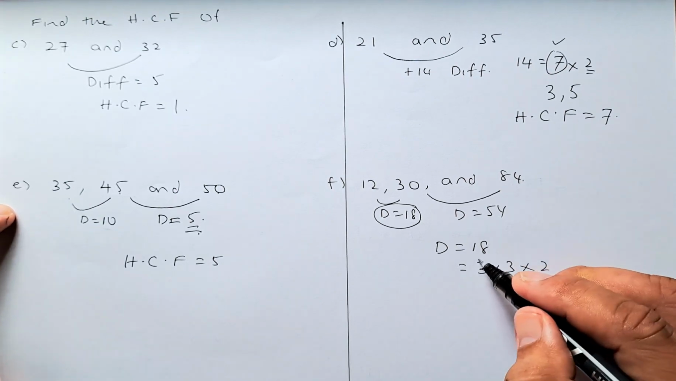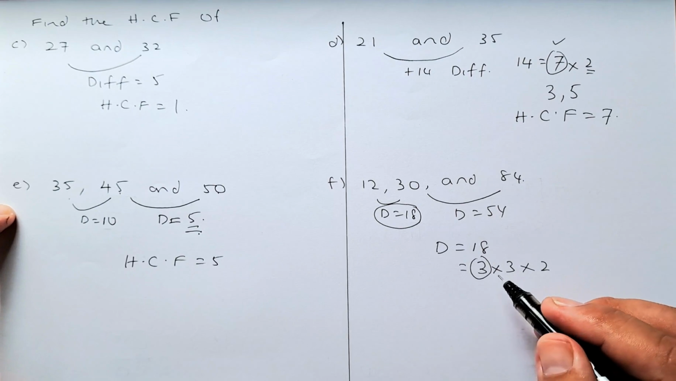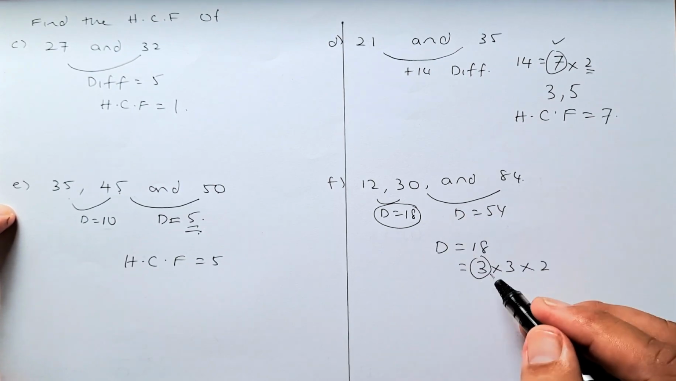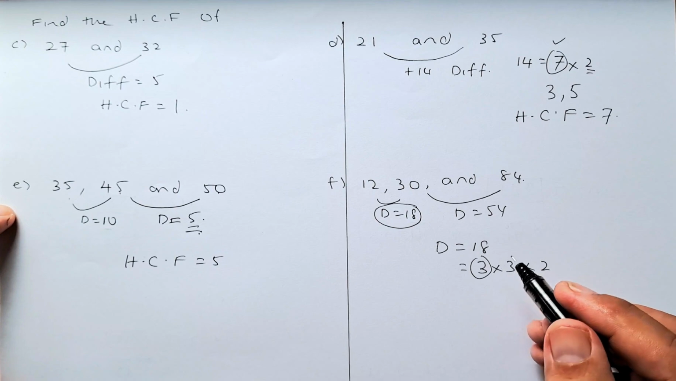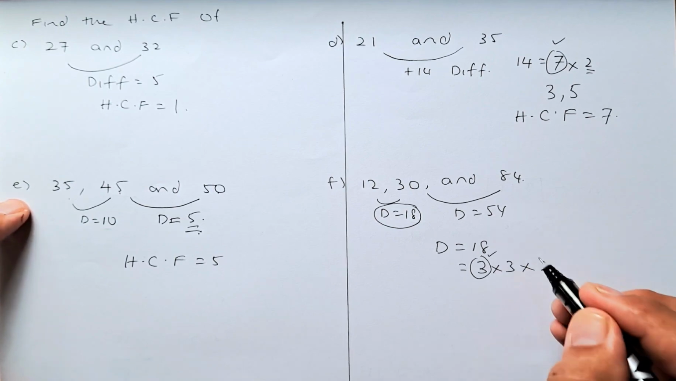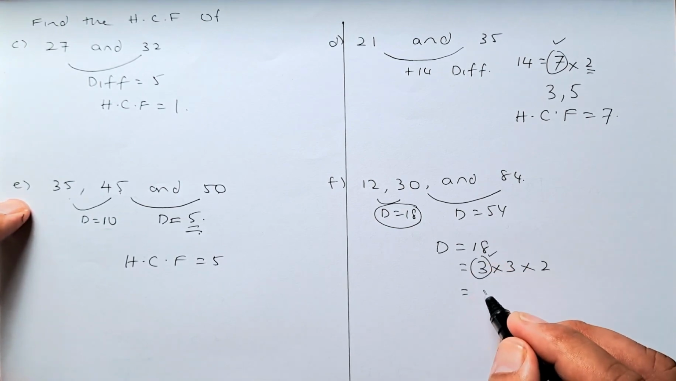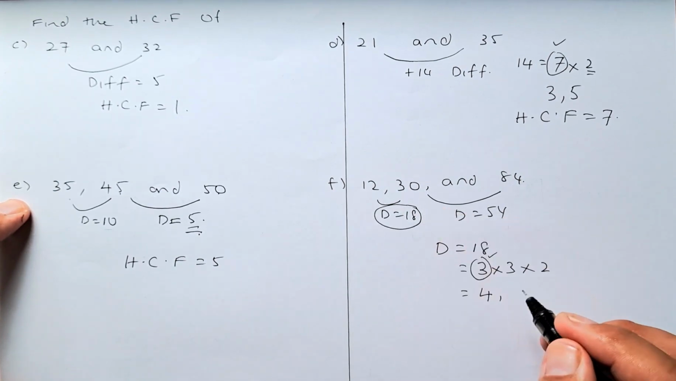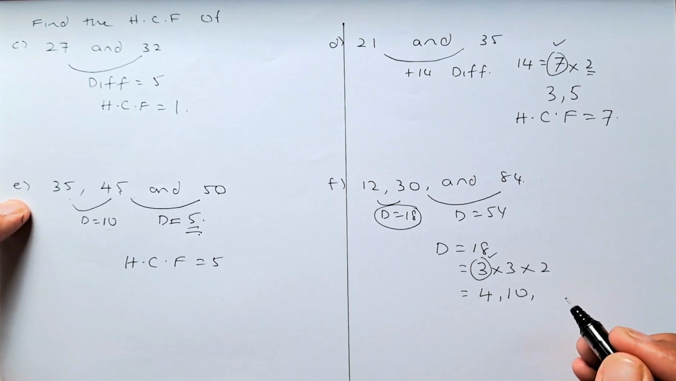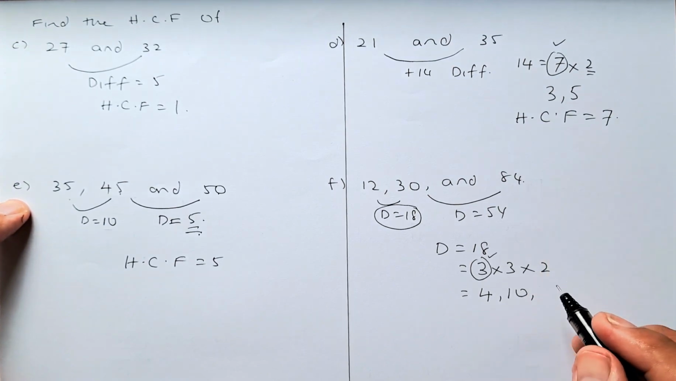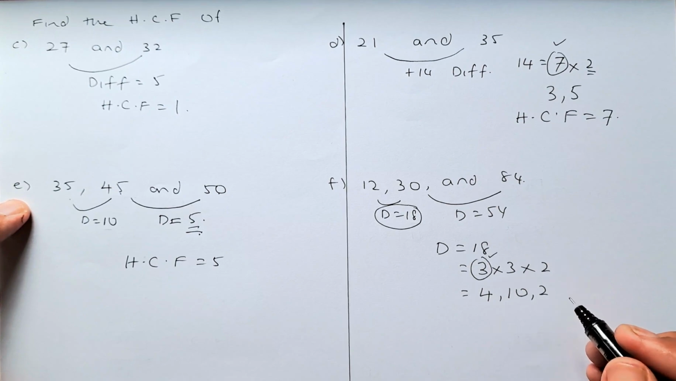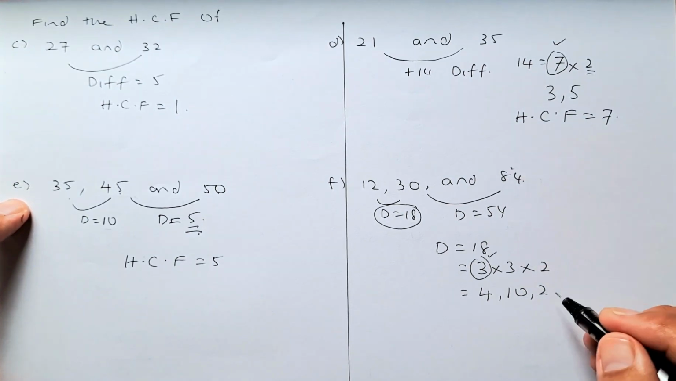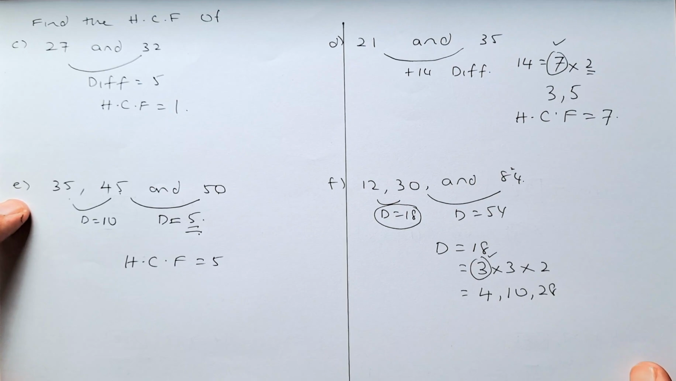So we're going to look at 3 first. Can 12 be divided by 3? Yes. 30 divided by 3? Yes. 84 divided by 3? Yes. Okay. So 3 is possible. When you divide by 3, your answers become 4, 10, and 28. 12 divided by 3 is 4. 30 divided by 3 is 10. And 84 divided by 3 is 28. Okay?